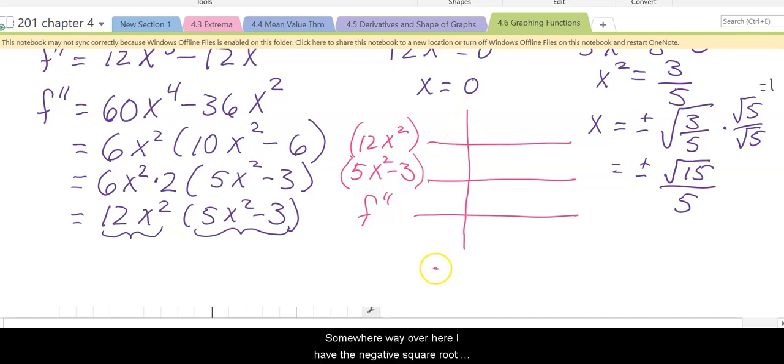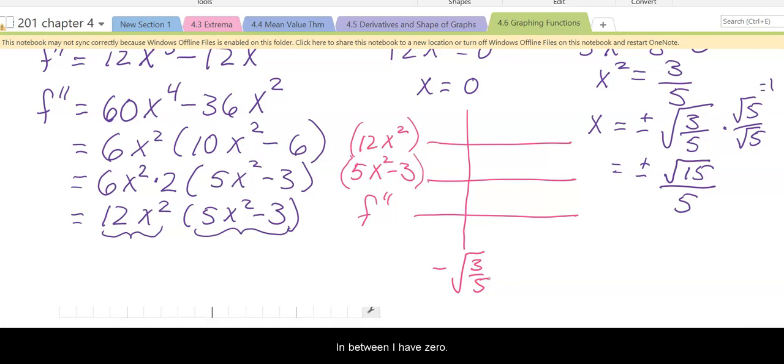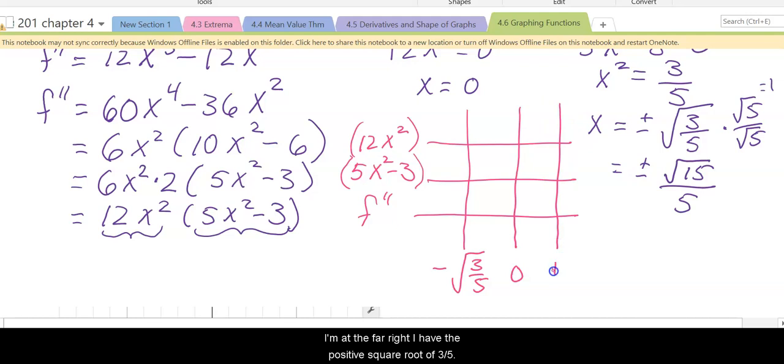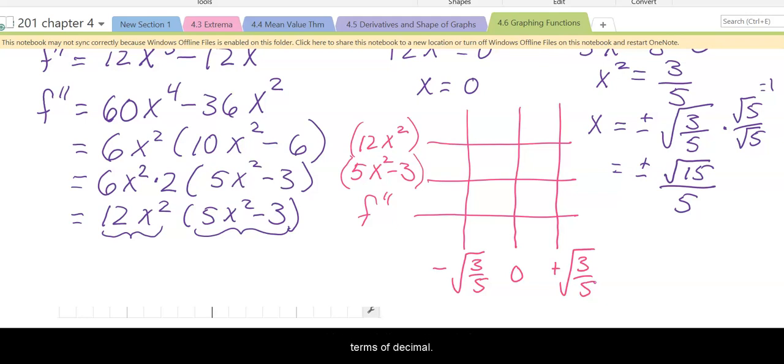Somewhere way over here, I have the negative square root of 3/5 or the negative square root of 15 divided by 5. In between, I have 0. And at the far right, I have the positive square root of 3/5. Now, in order to figure out a test point, we need to kind of know about how big the square root of 3/5 is. This is a good time to grab a calculator. I typically use a simple scientific calculator and find out how much the square root of 3 divided by 5 is in terms of decimals.